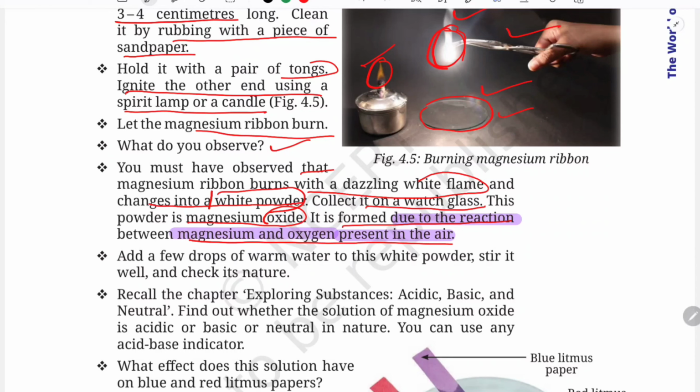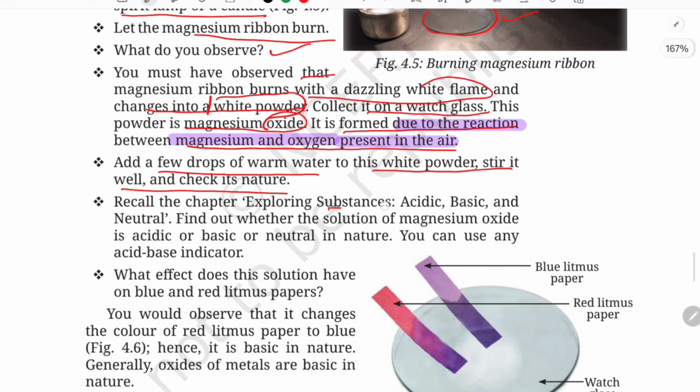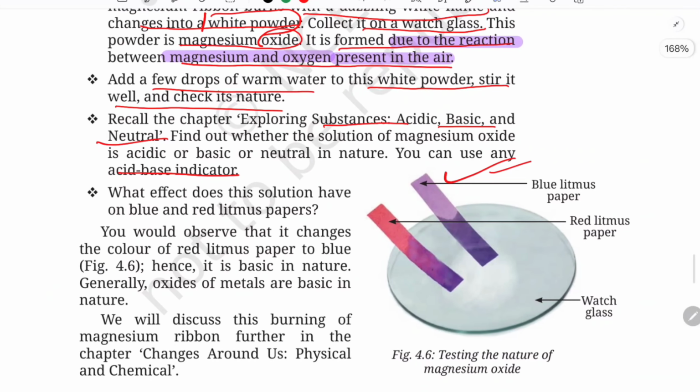Now after that, what do we need to do? We need to add a few drops of warm water to the white powder, stir it well and check its nature. So remember how we can check its nature? You can recall your chapter on exploring substances: acid, basic and neutral. Like we used to check whether a substance is acidic, basic or neutral by using what? Litmus paper, isn't it? So now we are going to check that using an acid-base indicator, that is the litmus paper here. So what you can see here, this is the white powder, isn't it?